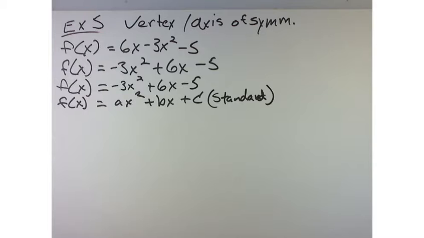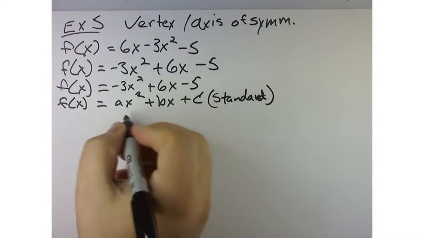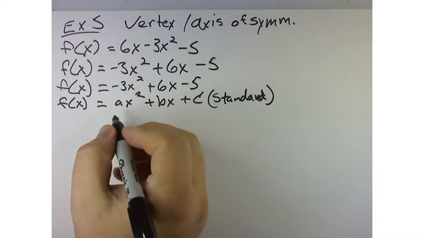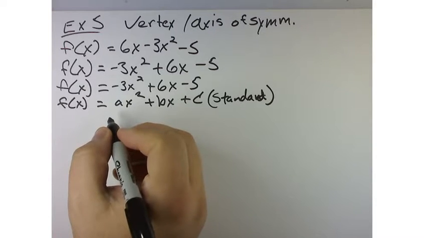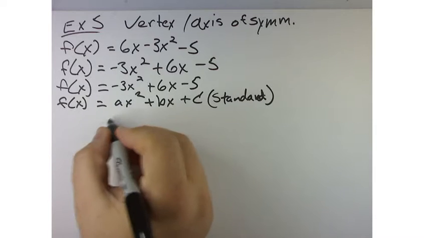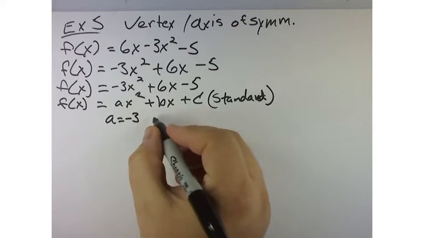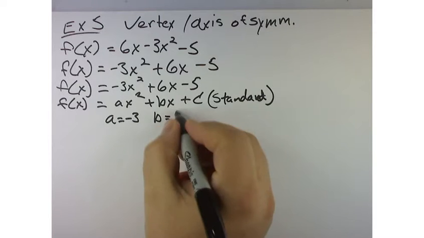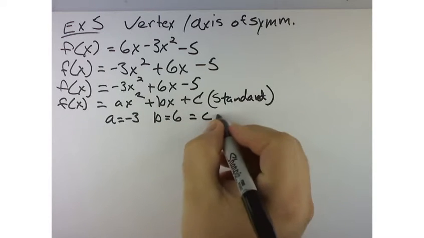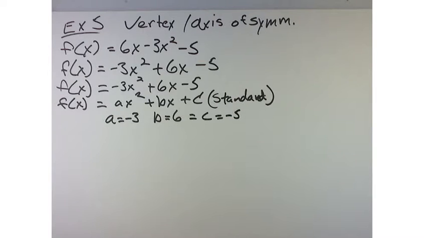And there's some things that we could do to figure out vertex and axis of symmetry and stuff like that. And so this is one form, and this is known as the standard form of a polynomial. And so we would say that a is the leading coefficient, which is -3, b is 6, and in this case c is equal to -5.